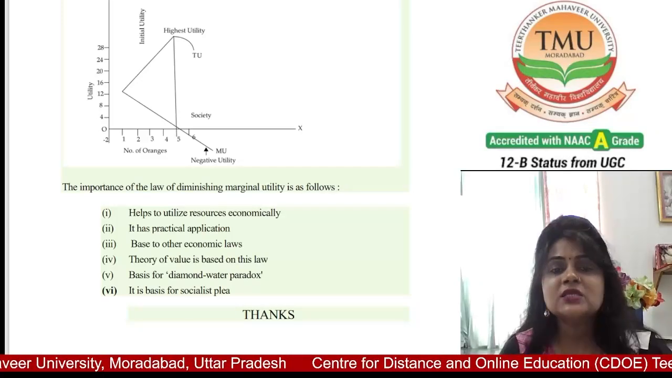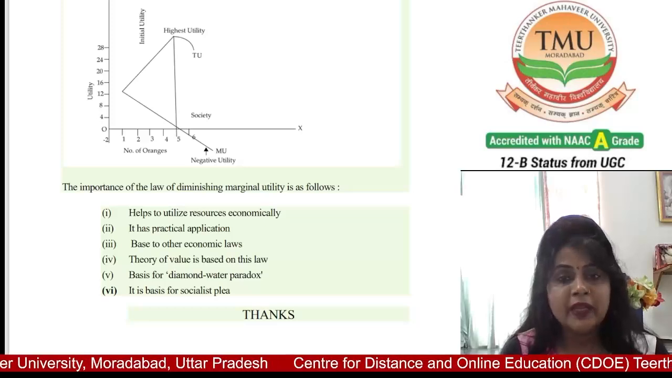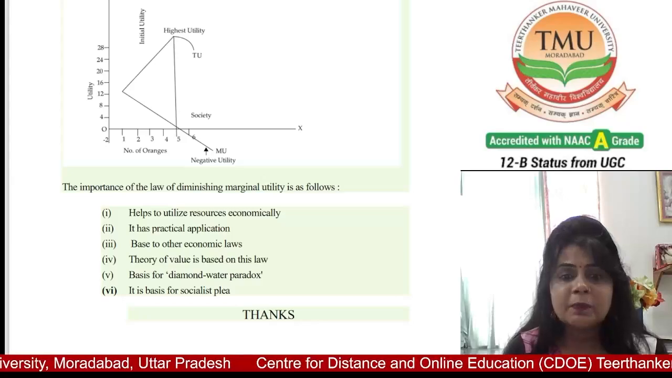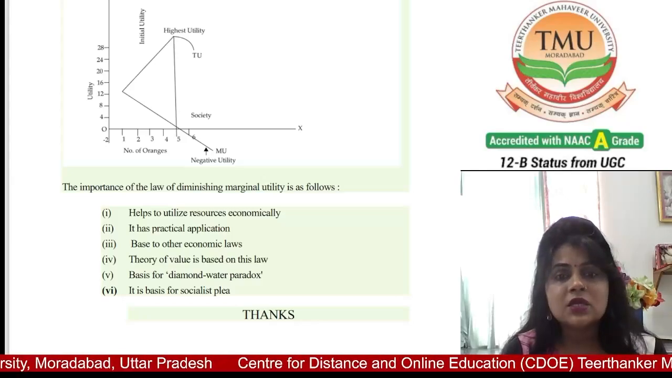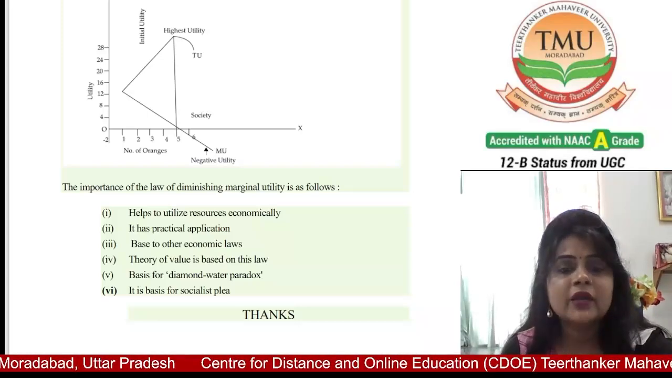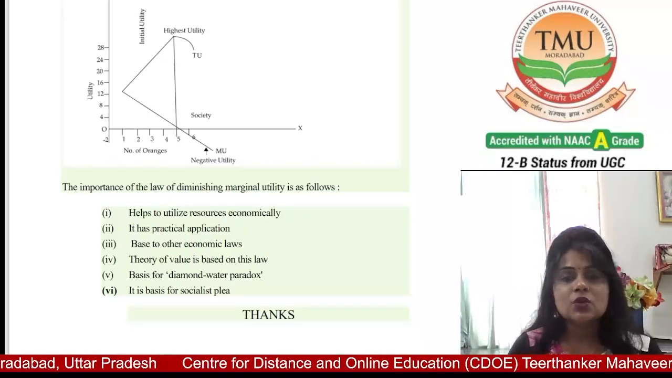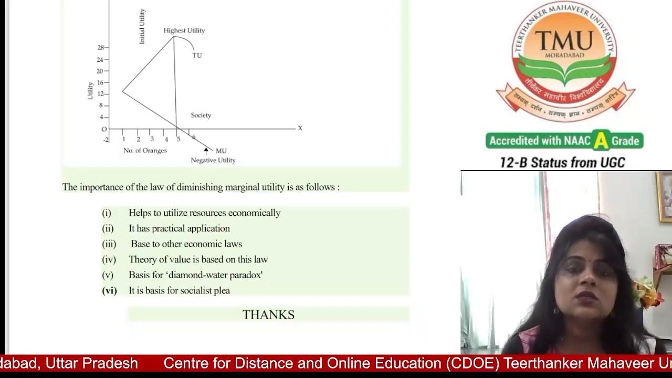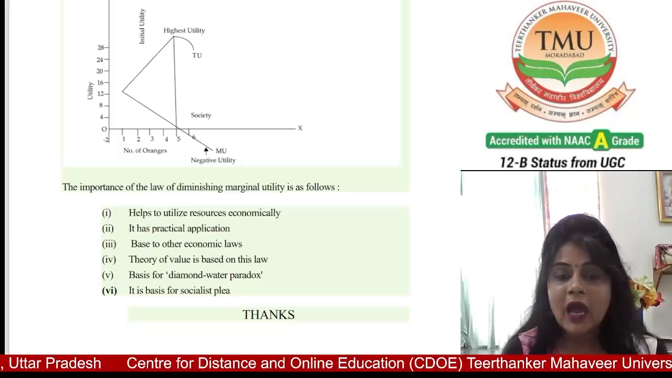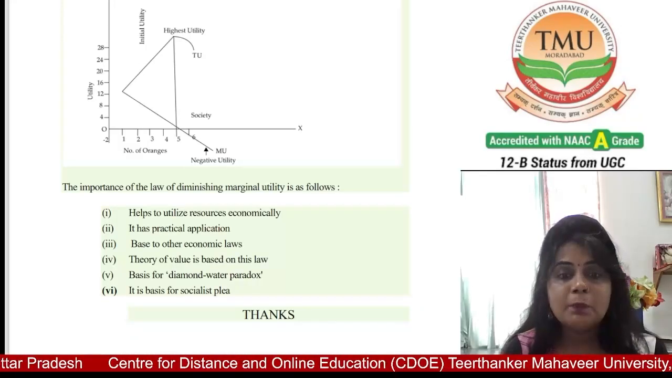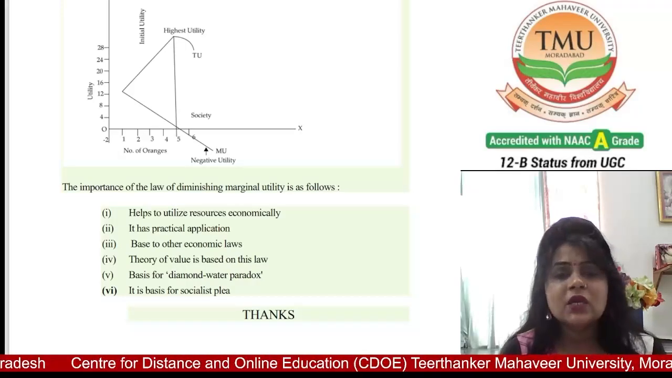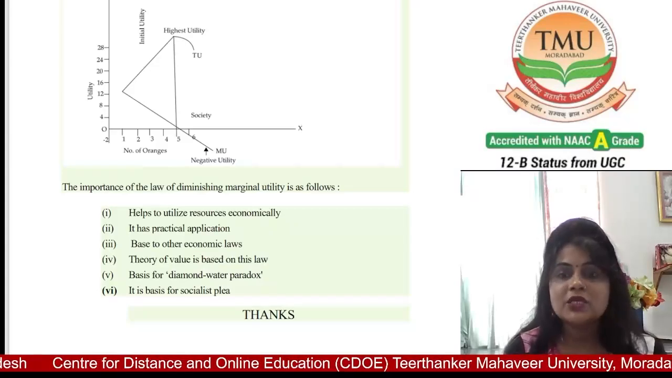Next, it is the basis for the socialist plea. The law of diminishing utility is the basis for the socialist plea for an equitable distribution of wealth. The marginal utility of money of the rich is low, so it is good that the government should acquire surplus wealth and distribute the same to the poor who have high marginal utility for money by imposing direct taxes. Above all, the practical benefits of studying the law of diminishing marginal utility.